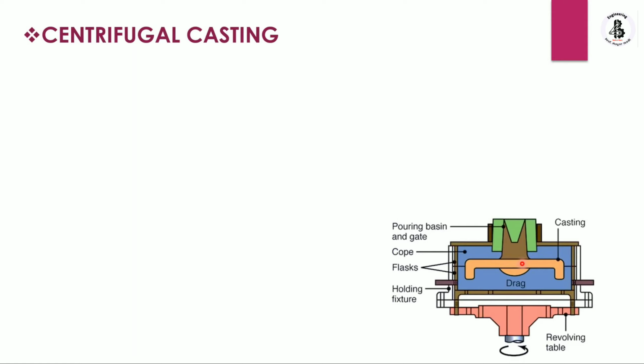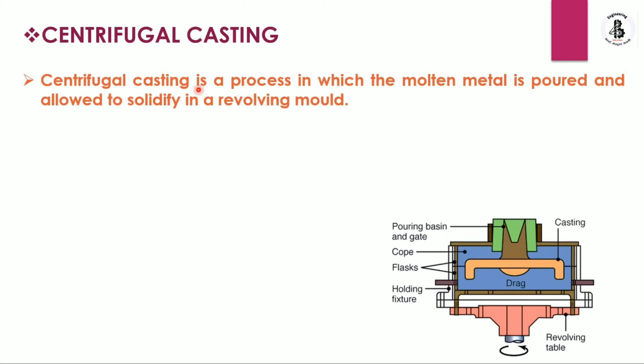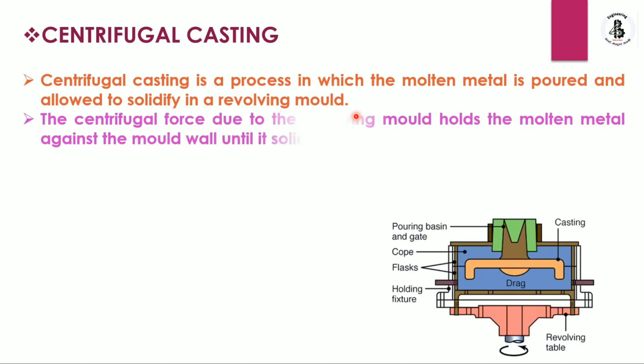So let us start with the basics about the casting process. Centrifugal casting is a process in which the molten metal is poured and allowed to solidify in a revolving mold. The centrifugal force due to the revolving mold holds the molten metal against the mold walls until it solidifies in the case of the true centrifugal casting process. But in the semi-centrifugal casting process, we make solid casting products.